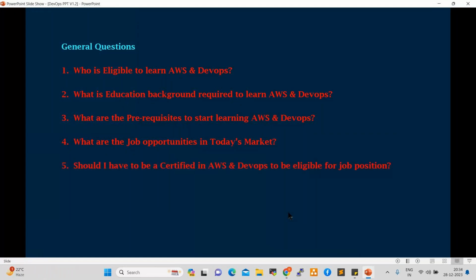Yeah. The next question is, should I be certified in AWS and DevOps to be eligible for a job position? Certification is not mandatory in India. In the US, Europe, and Australia, it is mandatory. Currently in India also some companies are asking for certification, at least AWS certification. That is enough for you.